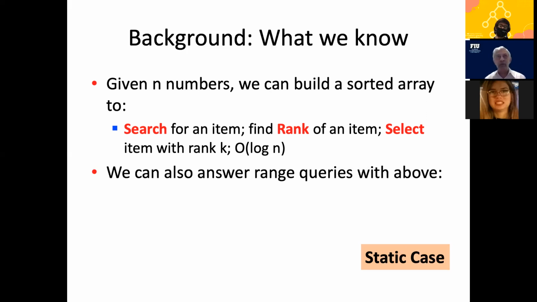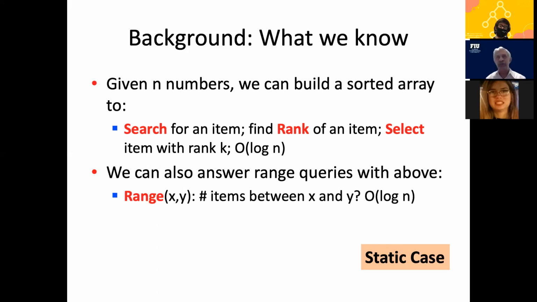Okay. Now, I can also do a range query. If I ask you how many items are between X and Y, how do I do this? You should just find the rank of X and Y and then just subtract. So I just do a rank just like before for X, then do a rank for Y, and that gives me the two indices, and then I can figure out how many things are in between. Just do a subtraction again.